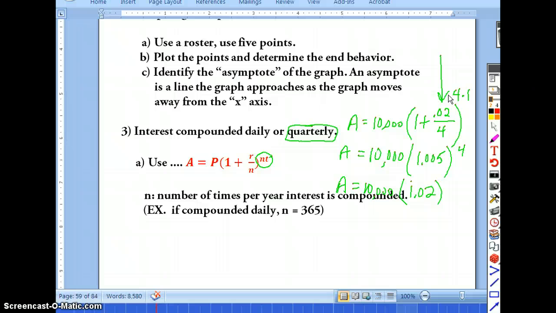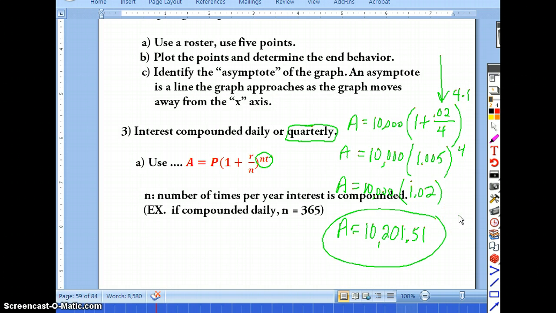And now you multiply this number times 10,000 and you end up with approximately $10,201.51. So here we go. Sorry, $10,201. And if you have a calculator at home, you can see that. And so you put $10,000 in the bank, 2% interest doesn't sound like a lot, but if it was compounded only 4 times a year, you would get slightly more than $200 for just leaving your money in the bank.